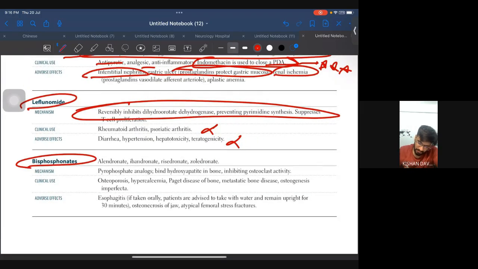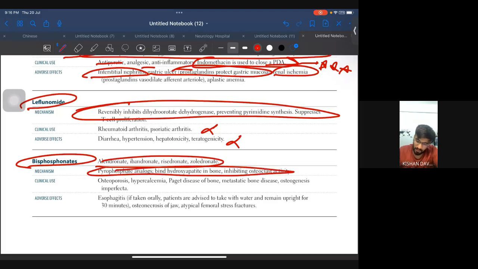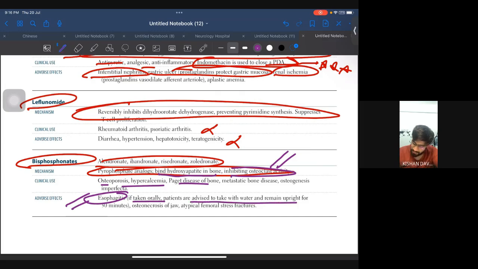Bisphosphonates. Remember the name. Remember the mechanism. And how will you remember the mechanism? Just remember this point also. They bind hydroxyapatite in bone, inhibiting osteoclast activity. Very important. Used in osteoporosis, hypercalcemia, Paget disease, everywhere. The adverse effect, this is very important, is esophagitis. If taken orally, patients are advised to take water and remain upright for 30 minutes. Or else it will cause esophagitis, and osteonecrosis of the jaw. This is very important. So I think one or two points are there.